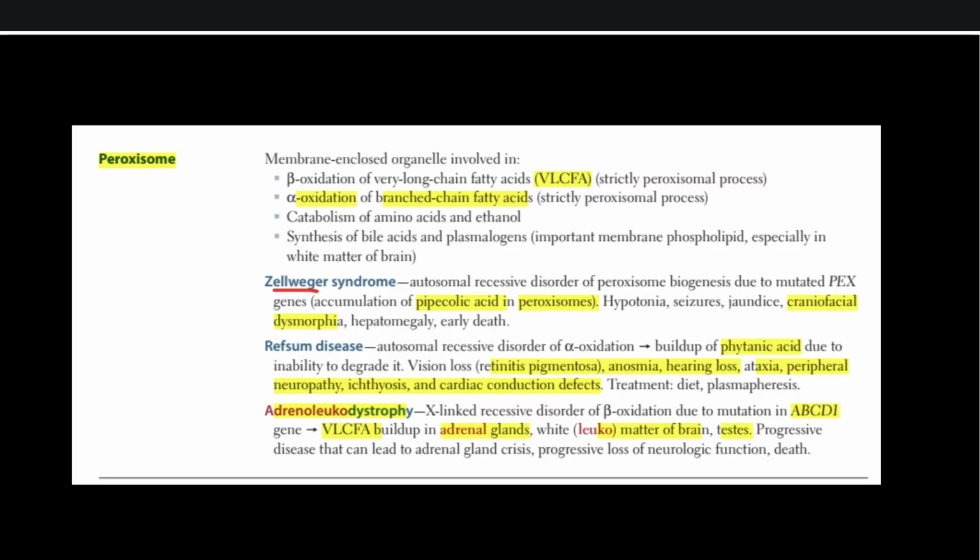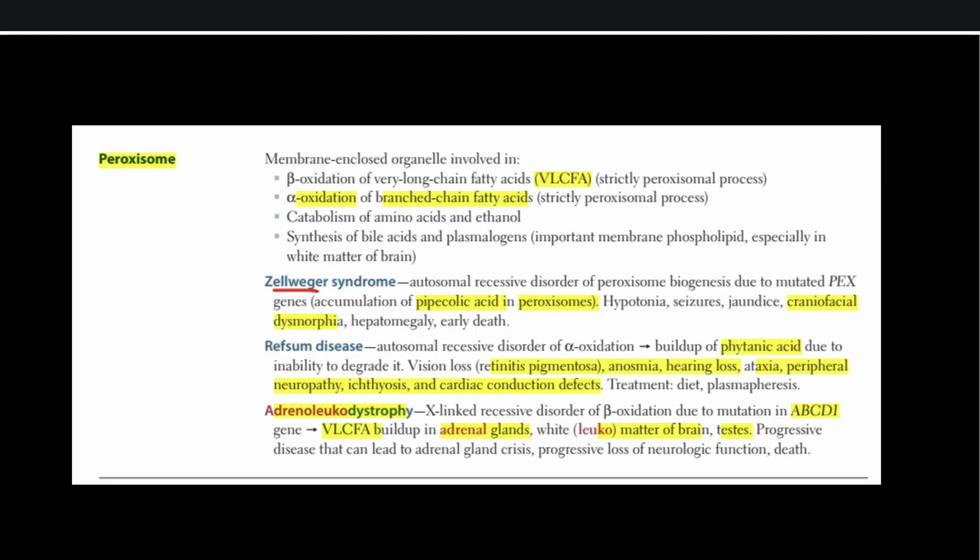Okay. Now you see it's mentioned here, peroxisomes, beta oxidation of VLCFAs, strictly a peroxisomal process. There's a thing called alpha oxidation, right? The difference between alpha and beta is just which carbon it actually breaks down. If it's right next to the COOH, then it's alpha. If it's right next to that alpha carbon, then it's the beta. Okay. So alpha oxidation is also taking place within the peroxisomes.